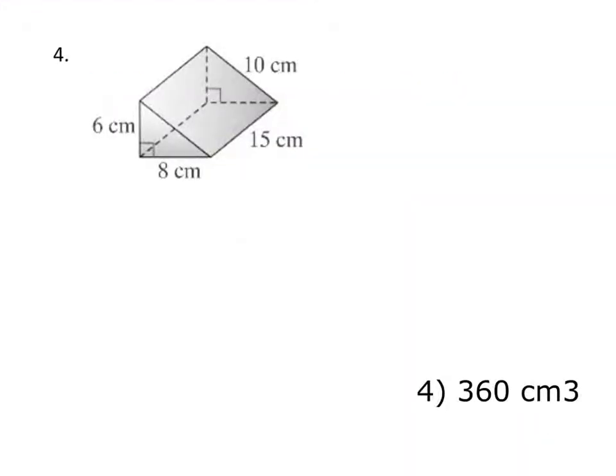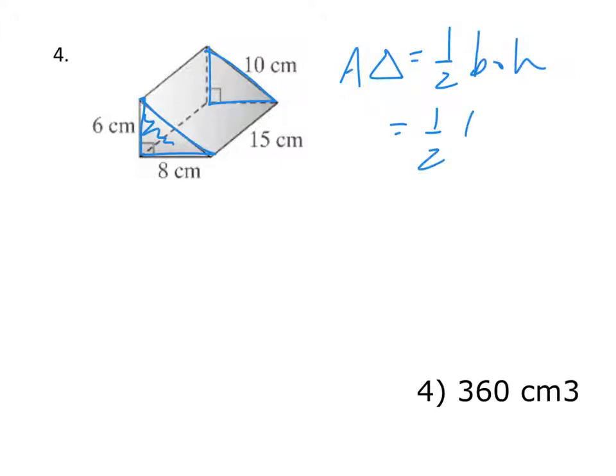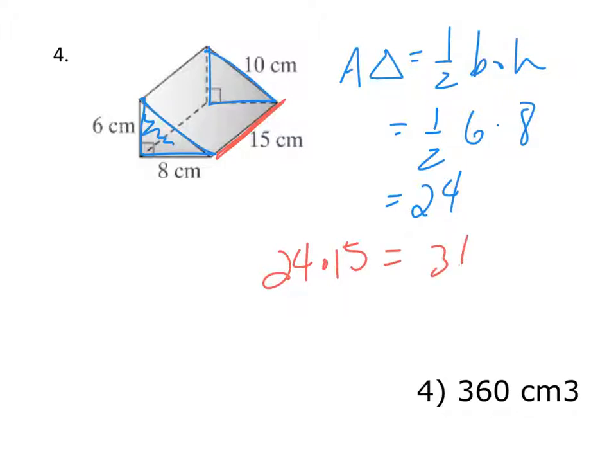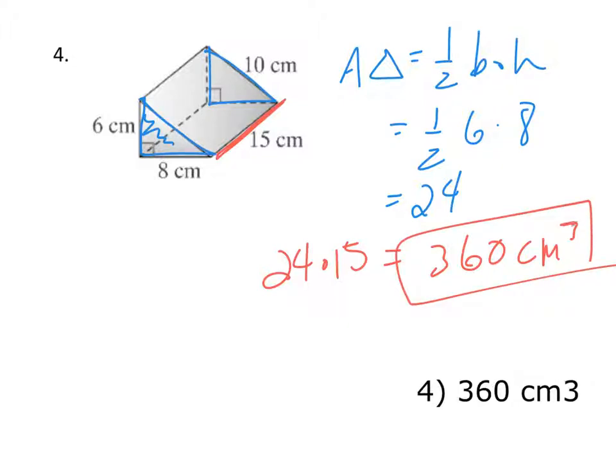Alrighty, so again, we have to identify the bases. In this case, it's the two triangles that match. Those are the bases. So we find the area of this triangle. So again, area of a triangle is 1/2 base times height. So that's 1/2 of 6 times 8, which is half of 48 is 24. Multiply that by the overall height. Again, that's the other dimension you'll find on this kind. So we take 24 times 15, and we get 360. And again, it's volume, so it's centimeters cubed. It's a 3D object. That's what the 3 actually comes from.